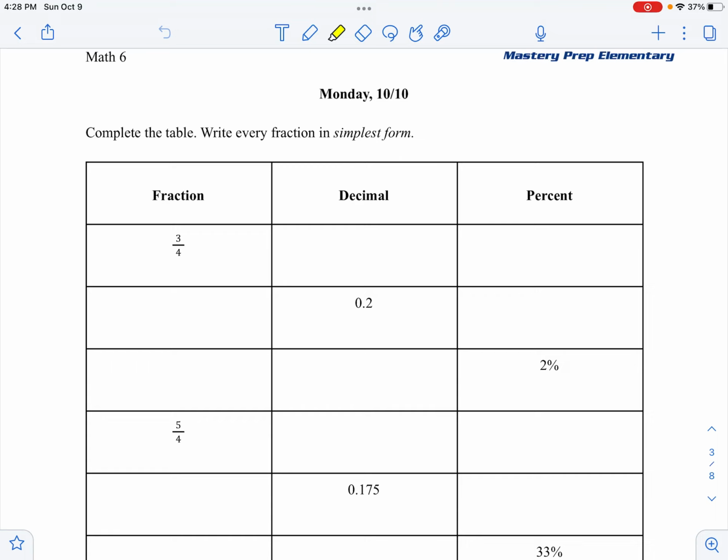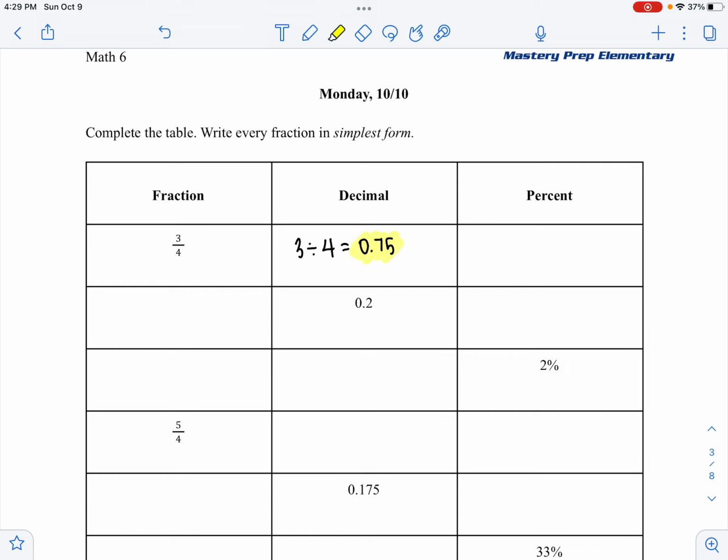If I start with a fraction like 3/4, I can convert my fraction to a decimal by dividing the numerator by the denominator. 3 divided by 4 gives me 0.75, and so my decimal is simply 0.75.